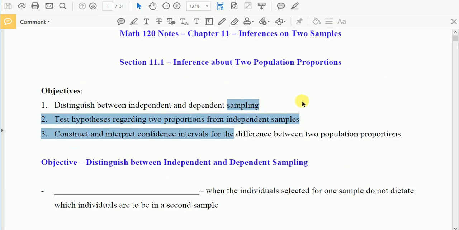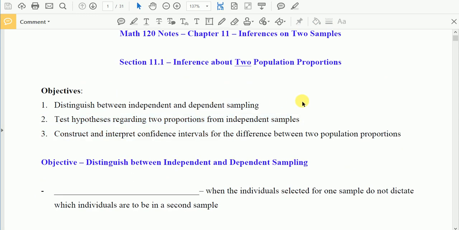So this chapter, the next one, chapter 11 in our textbook, it should be chapter 9, and this section should be 9.2.